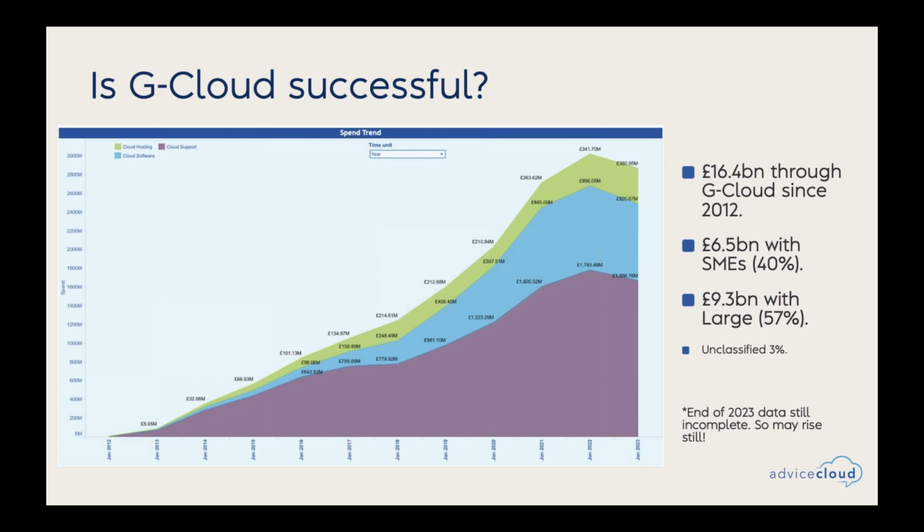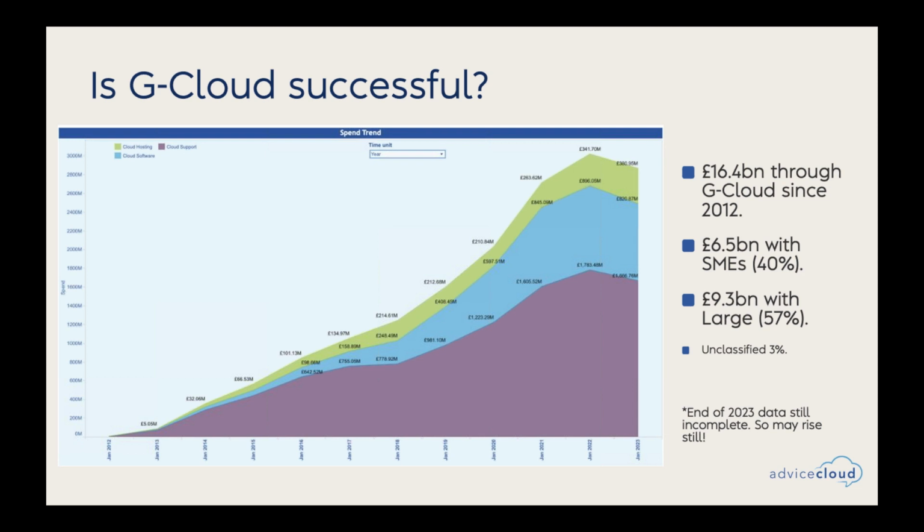From an SME-friendly perspective, there's more that can be done. It used to be at much higher numbers, and it could potentially get up to 50 to 55% if things were done differently. I think something like 60 to 70% of all of the invoices that go through G-Cloud go to SMEs.